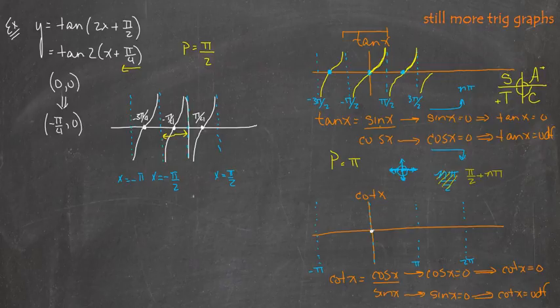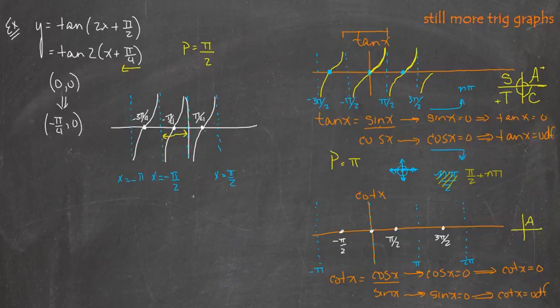So pi over 2 plus 0 times pi means that I have a 0 at pi over 2. Pi over 2 plus 1 times pi means that I have a 0 at 3 pi over 2. Pi over 2 plus negative 1 times pi is pi over 2 minus pi, so negative pi over 2. And now all I have to do is sketch where the graph actually lives.